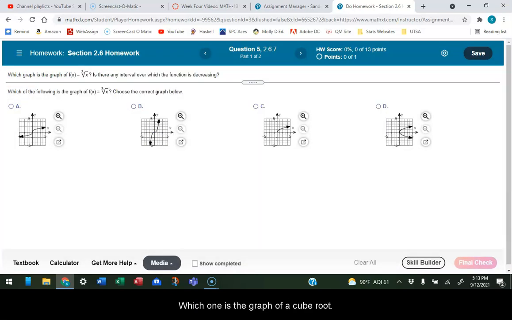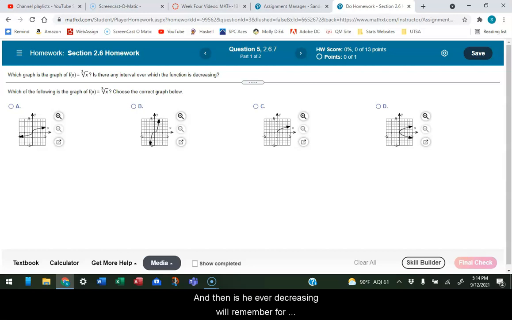Which one is the graph of a cubed root? Okay, so a cubed root. If I'm looking for a root, I want it to be more horizontal movement than vertical. And since it's an odd root, I want it to go off in both directions. So I'm looking at option A.